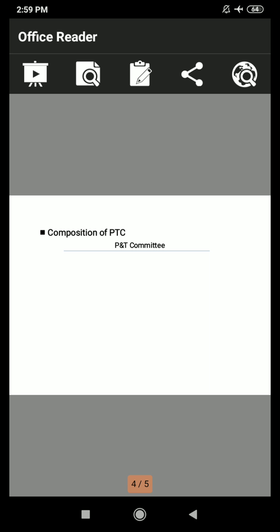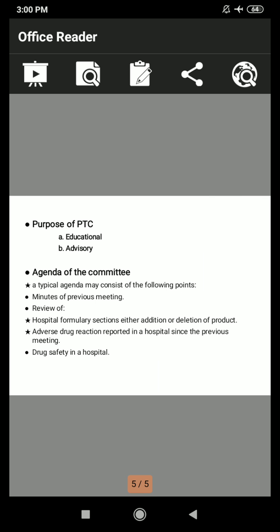Then next point is composition of PTC. In that, the pharmacy and therapeutic committee is composed of representatives from the health care system. P&T committee is classified in 4 parts. First is physician, then pharmacist, nurses and administrators. And physicians are again classified in 3 parts: medical, general surgeons and anesthetics.